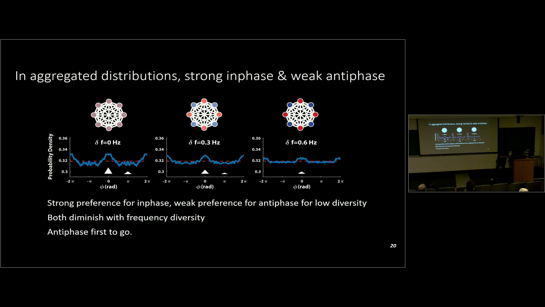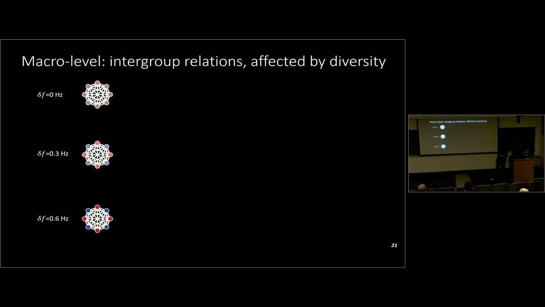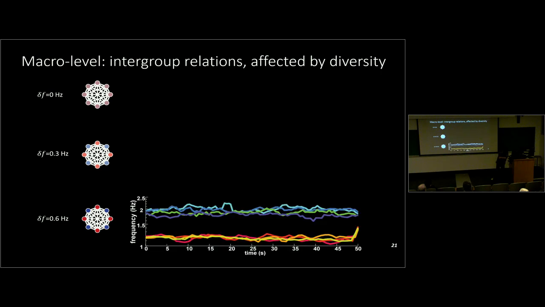And both of these peaks are decreasing with the diversity that I introduced in these groups, and the antiphase was the first to go. And on the microscopic level, I told you I manipulate the frequency difference between these groups. At the largest difference between groups, we see the frequency dynamics of these 8 persons. You can see that the ensemble is clearly differentiated into a frequency group at around 2 hertz and another frequency group around 1.2 hertz.